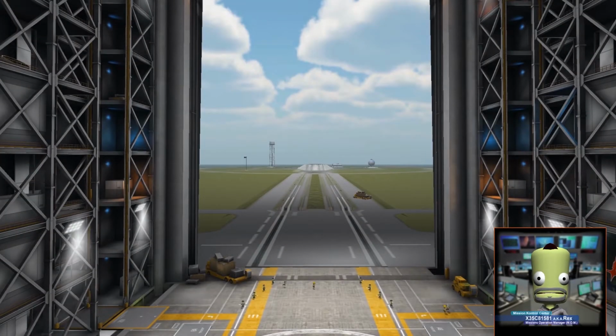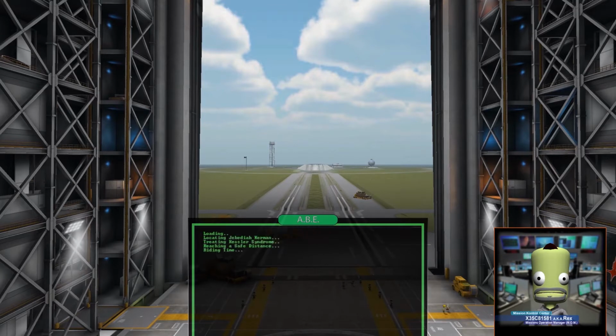Hello everybody, and welcome back to the Vehicle Assembly Building. Today, we will be building a two-stage solid fuel rocket. Our mission parameters are very simple. Unmanned, and must have parachute.